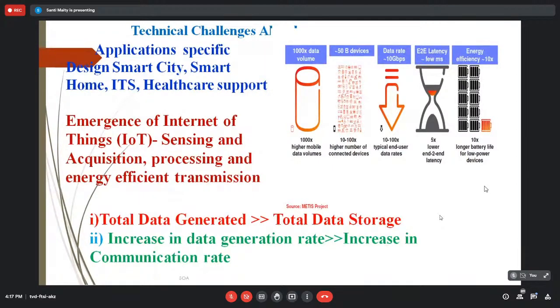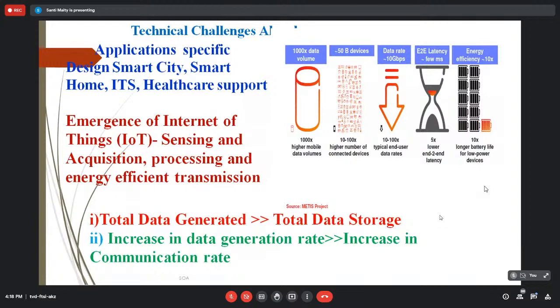and the volume of data to be transmitted is enormous, and that leads to the promise and potential for service oriented, application specific design, as I already pointed out, and that is made possible because of the promise and potential of the Internet of Things.